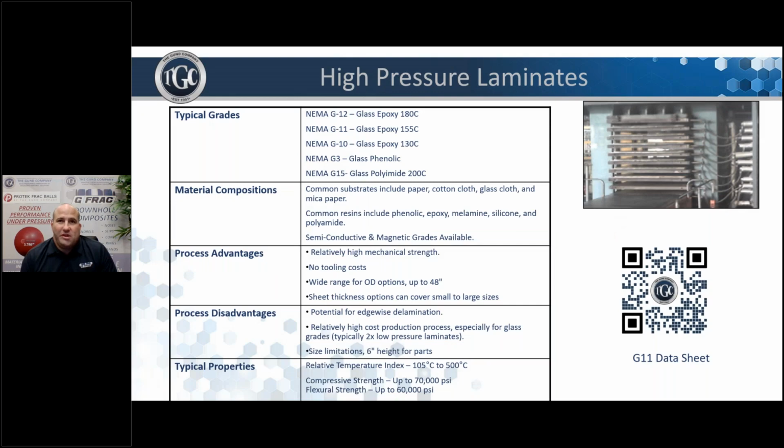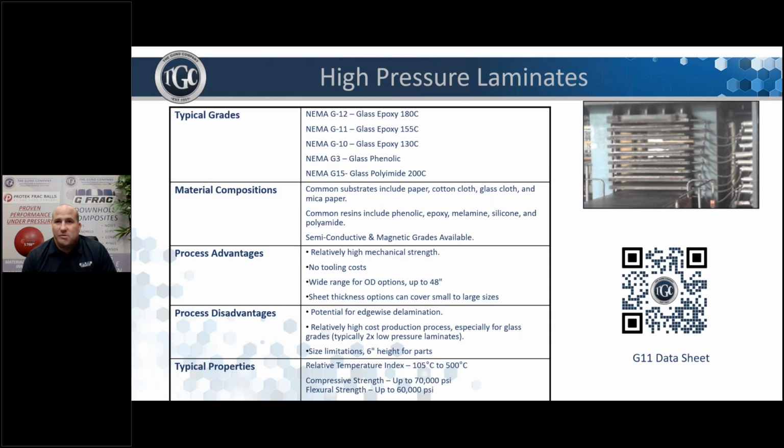Another type are high-pressure laminates, which many of you also know as sheet materials. Most of you are familiar with G10 or G11, but there are other grades such as G3, G12, and even G15. The differences are the glass transition between these grades. G10 is typically 155C, whereas G15 is 200C. Sheet can be made with phenolic, epoxy, silicone, and polyimide materials.